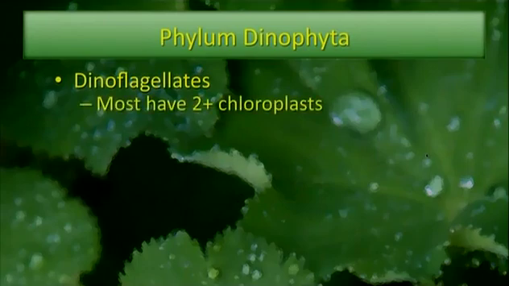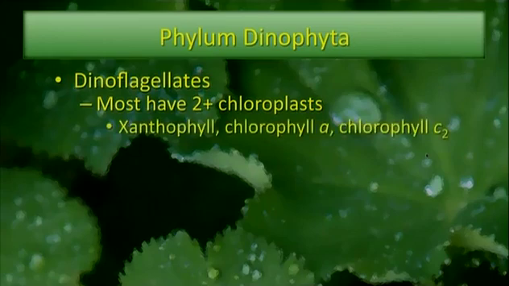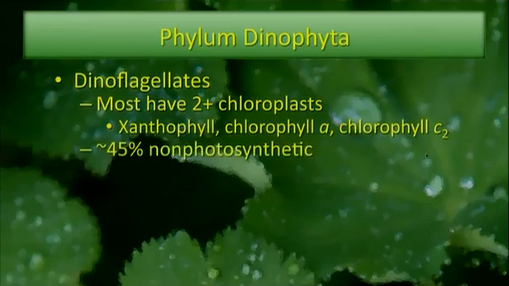Most have two or more chloroplasts. The pigments in them include xanthophyll, chlorophyll a, and chlorophyll c2. And about 45% of the dinoflagellates are non-photosynthetic, which means they must ingest their food.